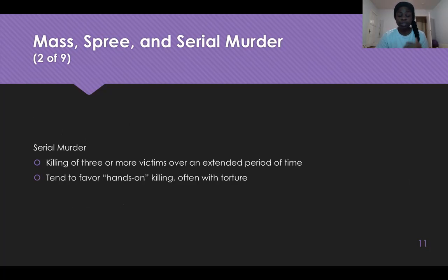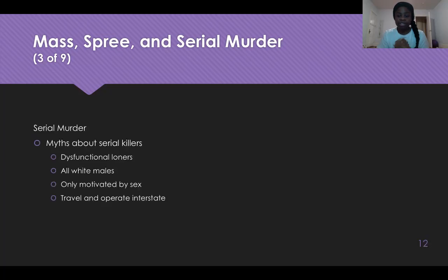Let's move into serial murder. Serial murder is the killing of three or more victims over an extended period of time with a cooling off period between the kills. Unlike mass and spree killers, who almost invariably use guns, serial killers tend to favor hands-on killing, often with the use of torture. There are certain myths that we need to debunk, specifically about serial killers.